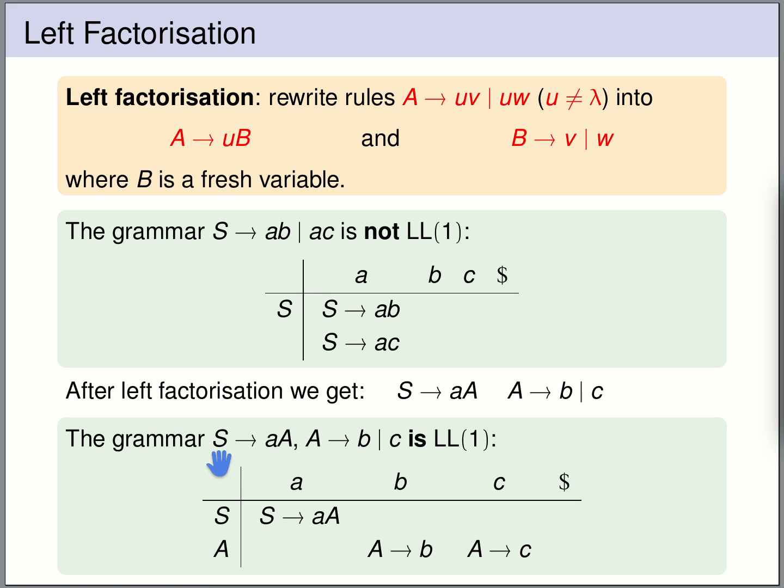If we have a variable S and we see an input letter a, it's clear that we have to apply this rule. There's only one rule for S. And then if we see a B or a C, we know whether to apply the first or the second rule for A. So left factorization is a transformation that can sometimes help to transform a grammar into an LLK grammar, and in particular in this case an LL1 grammar.